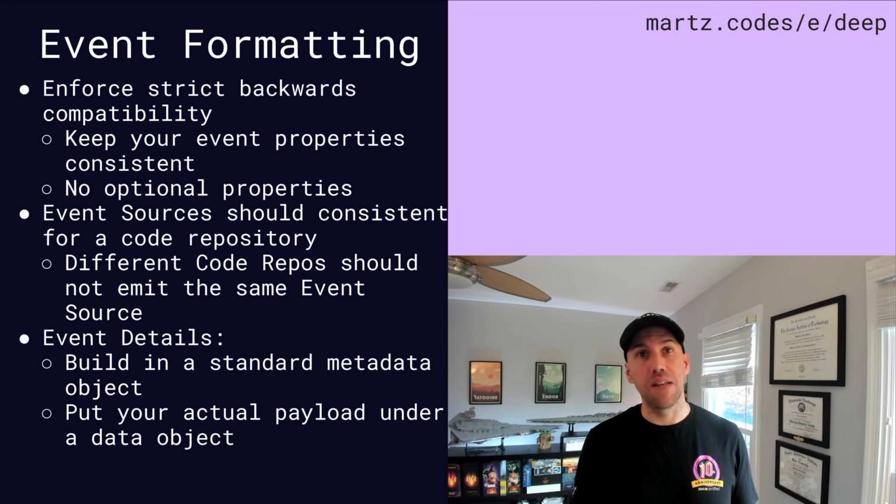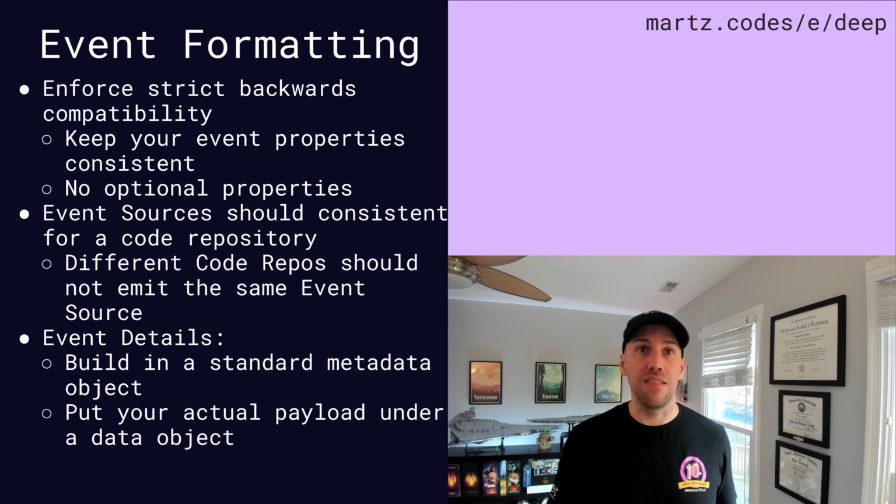Build a standard metadata object for all events. This metadata should include essential information like the event type, the timestamp and source, providing a uniform context for each event. Place your actual event payload under a dedicated data object. This separation ensures that the payload is clearly distinguishable from the metadata.